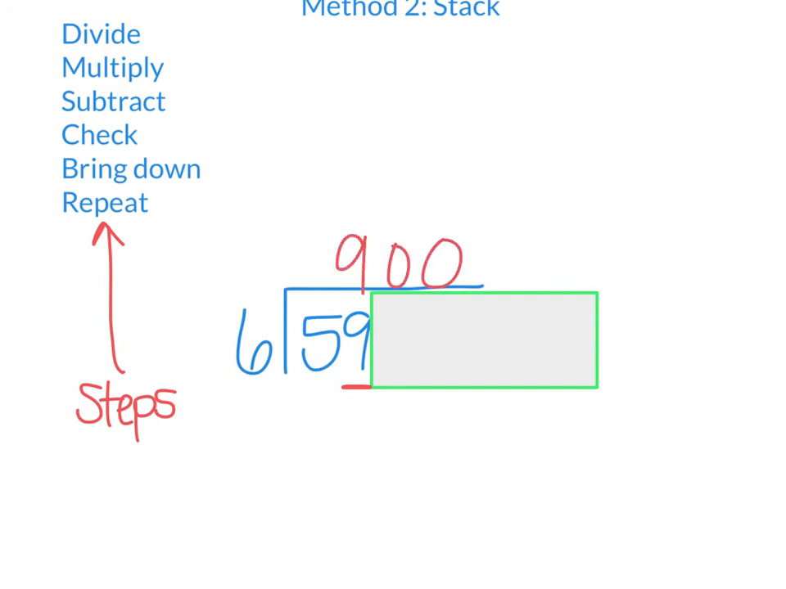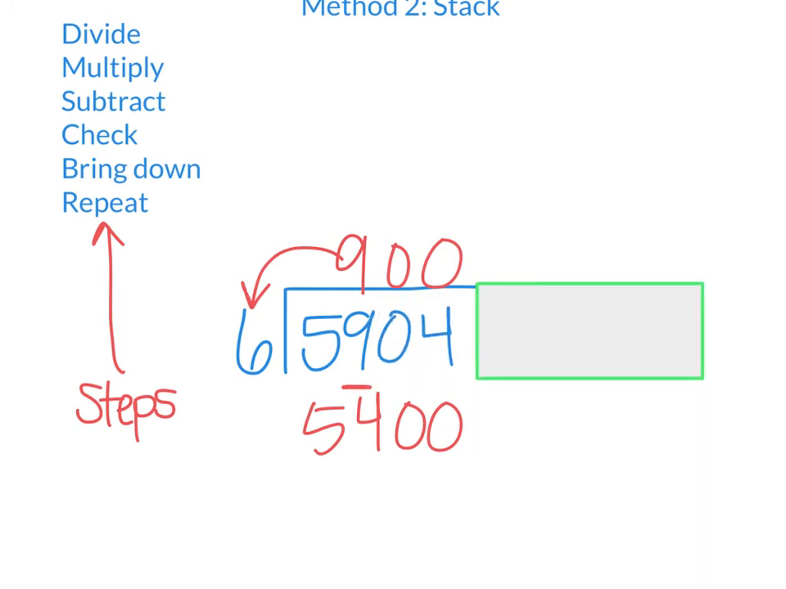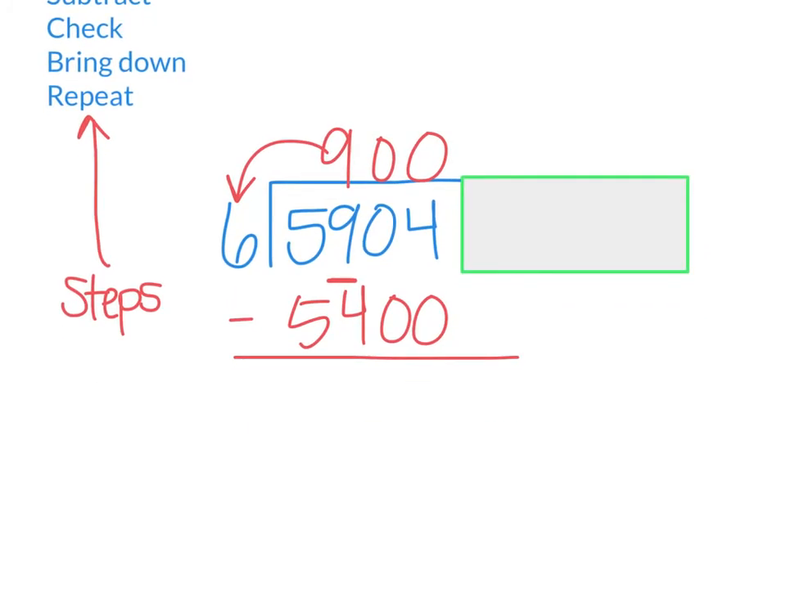900 times. So then I'm going to do 900 times 6, which is 5,400. I'm going to subtract and see what I have left over. I'm going to have 4 minus 0 is 4, 0 minus 0 is 0, 9 minus 4 is 5, so I have 504.